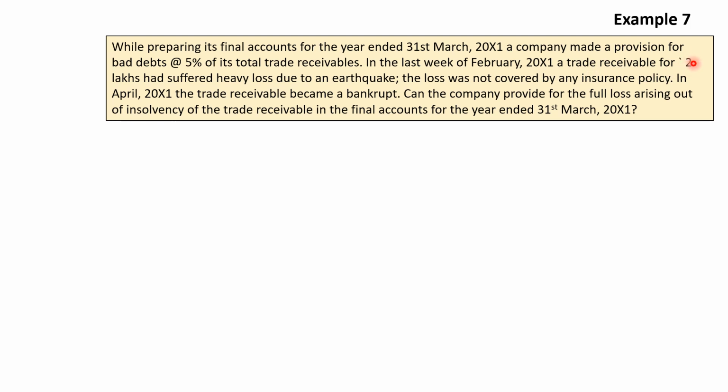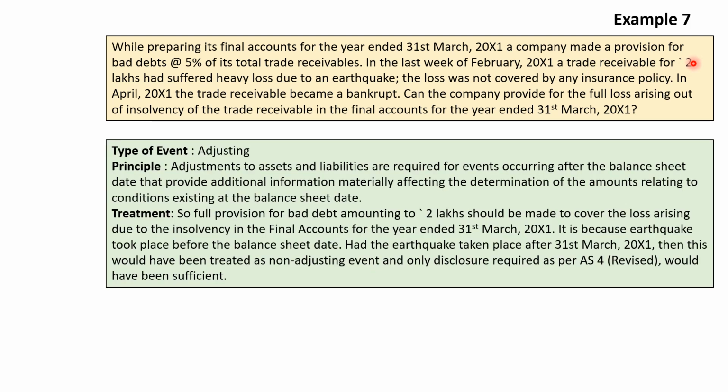That is the question. It's an adjusting event basically, because the debtor was already in existence before 31st March. The position that the debtor may not be in a position to pay is already known to us before 31st March, and before the board of directors approves the financial statements, the fact that the debtor has become insolvent comes to our notice. That means it becomes an adjusting event. We will have to record for the same. So a full provision for bad debt amounting to rupees 2 lakh should be made to cover the loss arising due to insolvency in the final accounts for the year ending 31st of March.